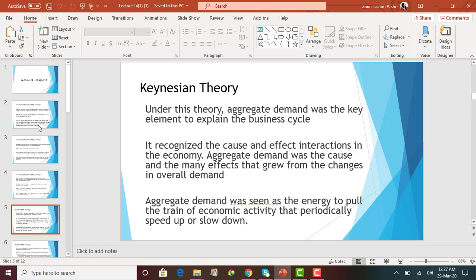Moving on to the next slide. So basically, the Keynesians are saying aggregate demand is the most important element in the business cycle. In order to bring an economy out of recession, we should focus on aggregate demand. Because the aggregate demand was falling so much, that's why the economy was not getting out of recession. And it is seen as the energy to pull the economy out of recession.